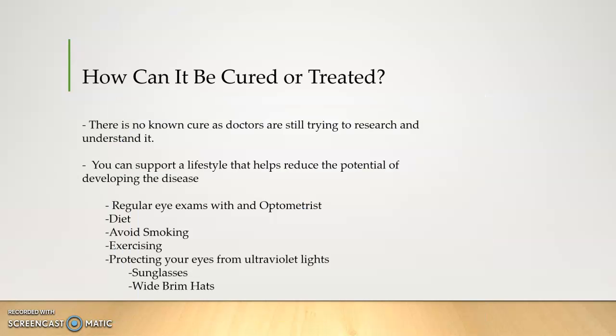And how can it be cured or treated? At the moment, there is no cure, as doctors are still trying to research and understand it. You can support a lifestyle, though, that reduces the potential of the disease, which is regular eye exams with the optometrist, and your diet. You can be sure that you're including healthy eye foods, avoid smoking, definitely exercising, and definitely protecting your eyes from ultraviolet light in the form of sunglasses, hats. Being in shady areas can help as well.